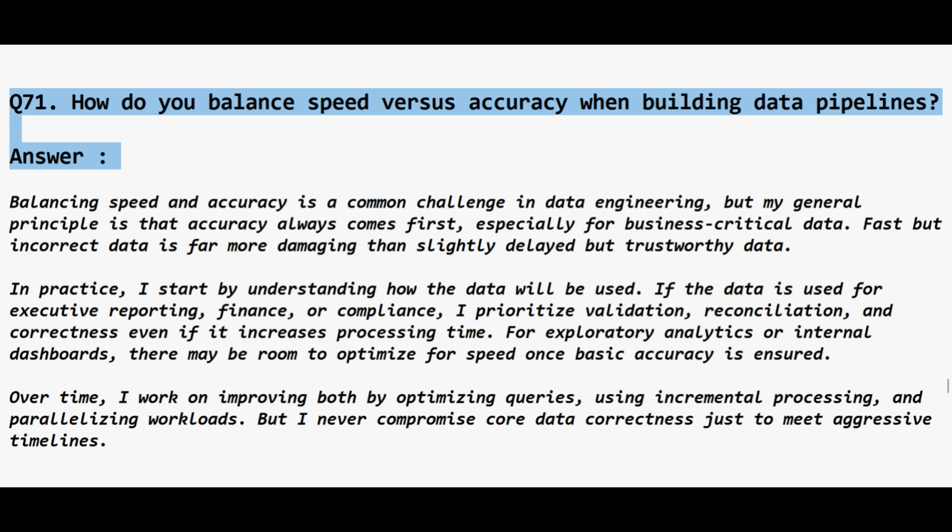In practice, I start by understanding how the data will be used. If the data is used for executive reporting, finance, or compliance, I prioritize validation, reconciliation, and correctness even if it increases processing time. For exploratory analytics or internal dashboards, there may be room to optimize for speed once basic accuracy is ensured. Over time, I work on improving both by optimizing queries, using incremental processing, and parallelizing workloads. But I never compromise core data correctness just to meet aggressive timelines.